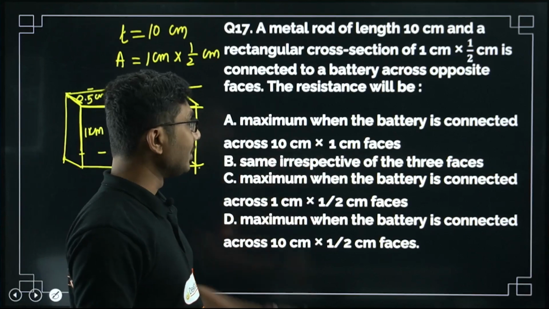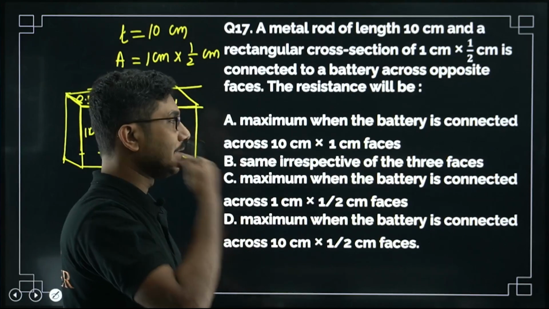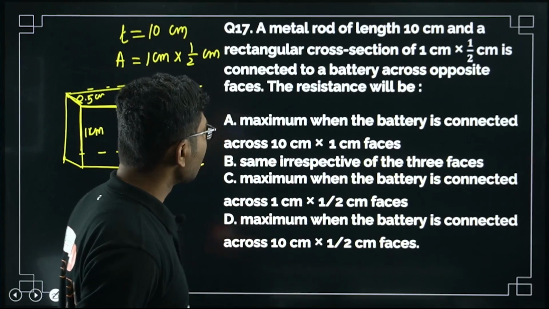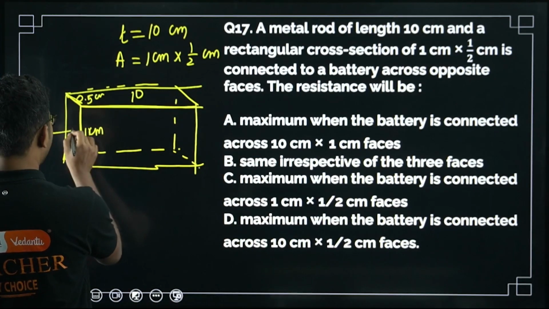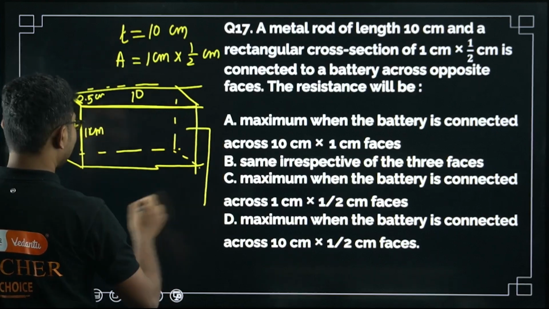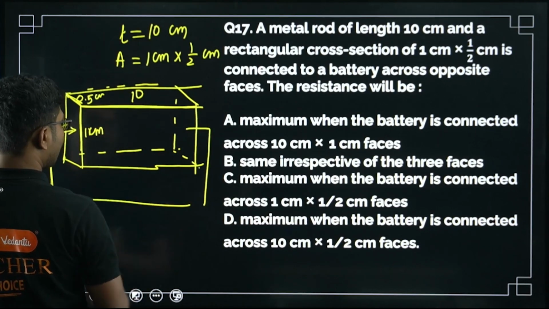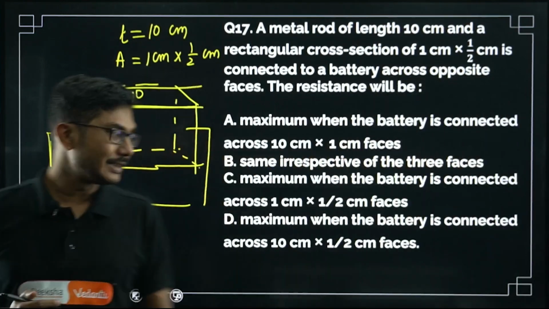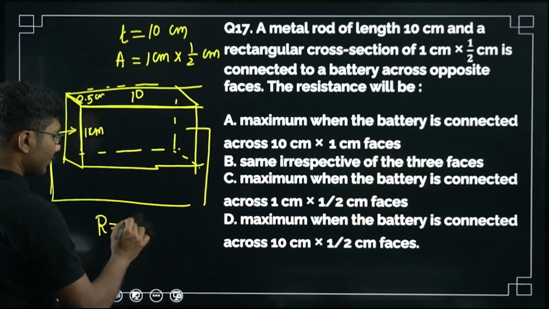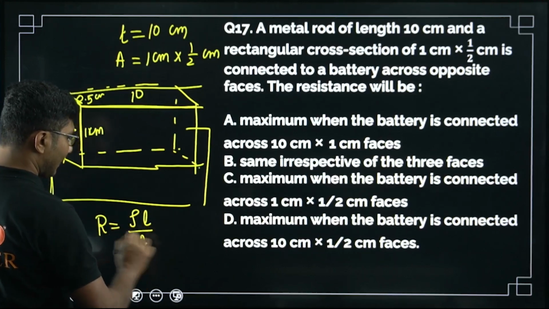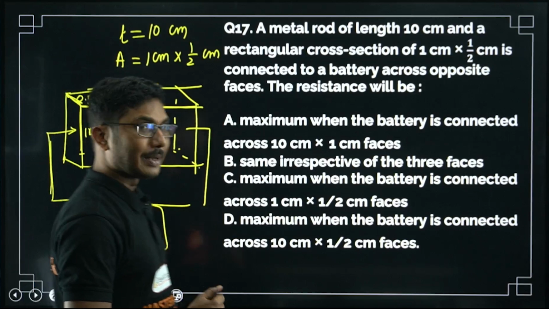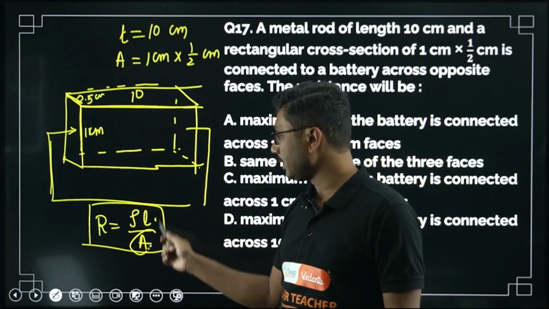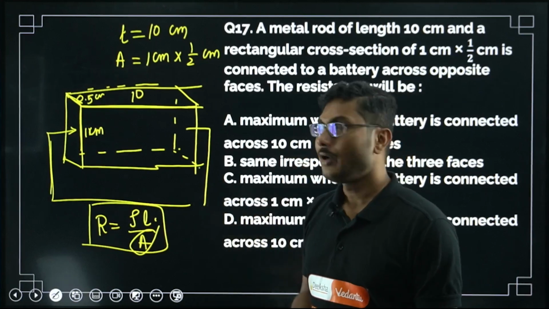You have to identify whether the resistance will be maximum or minimum. Maximum when the battery is connected across the 10 centimeter cross 1 centimeter faces. So if you connect a battery here and here, what will happen to the resistance? Will it be maximum? First of all, you have to remember that resistance is given by R equals rho L by A. So if you increase the length to the maximum and decrease the A to the minimum, your resistance will automatically be maximum.